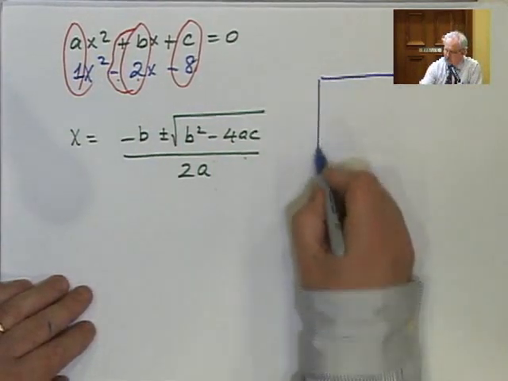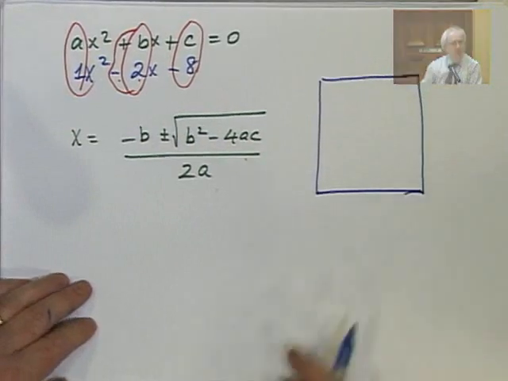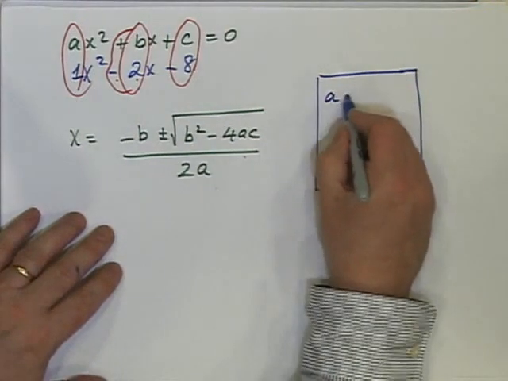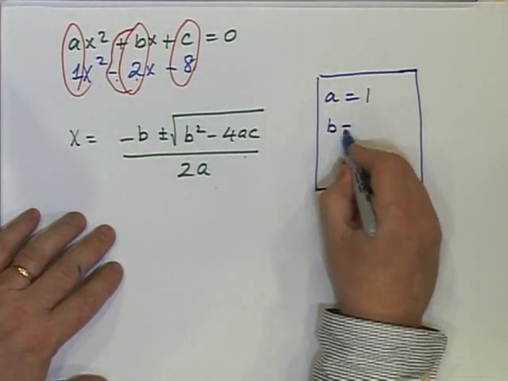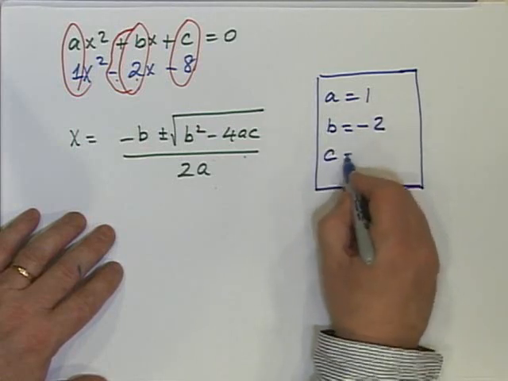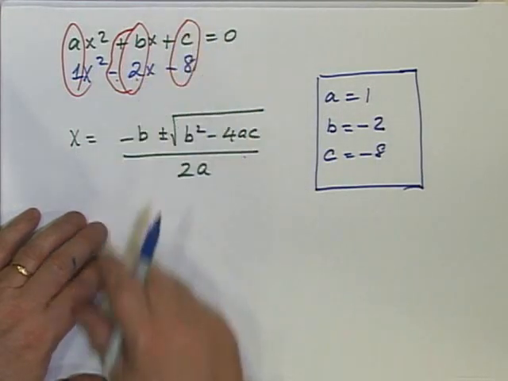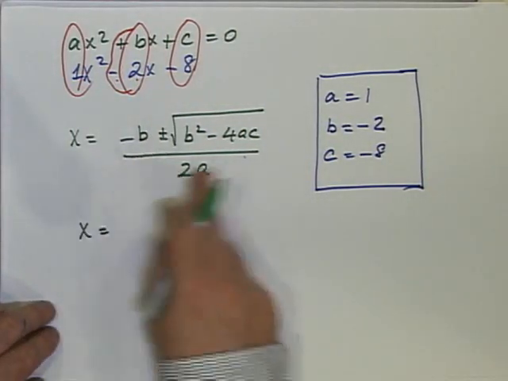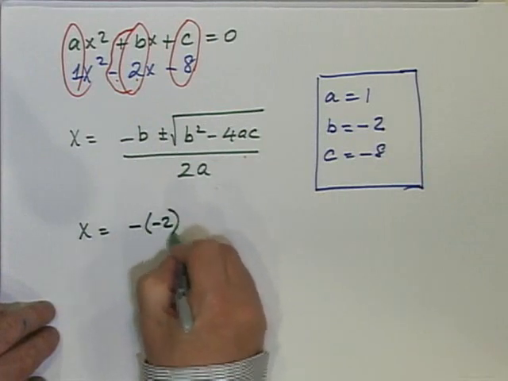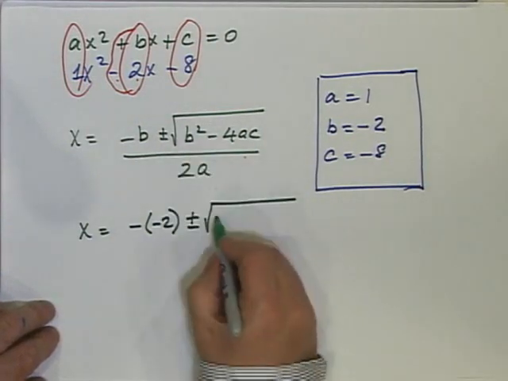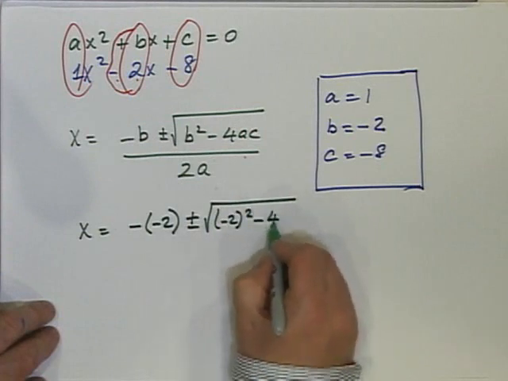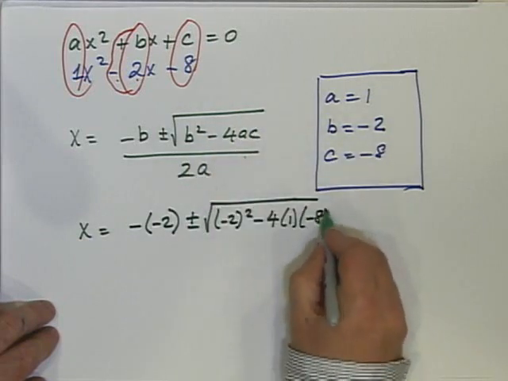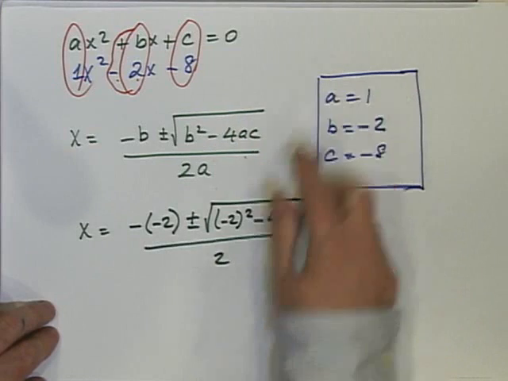So what we do now is we take this sidebar, and once we get the sidebar, we say, I'll get it down, and then it's mechanical after that. So a becomes 1, b becomes minus 2, and c becomes minus 8. The sign is important. And now we plug in the numbers. So we say x is equal to minus b. Minus b is minus minus 2, plus or minus b squared is minus 2 squared, minus 4 times a is 1, c is minus 8, all over 2 times a is 1.